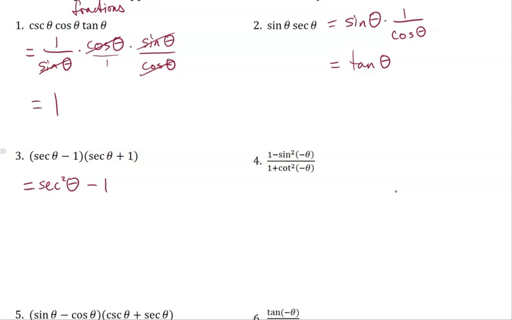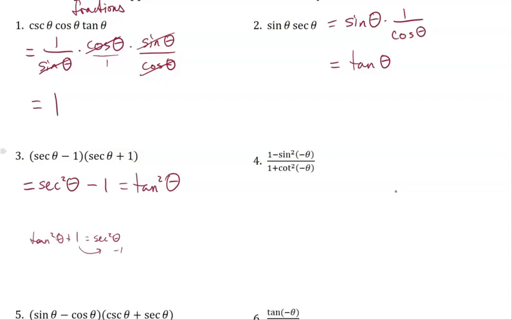Here's the thing though, I can go a little bit further than this. If you remember from our Pythagorean identities, tangent squared of theta plus 1 is equal to secant squared of theta. I have secant squared minus 1, meaning this is equivalent to tangent squared of theta. So here we use the Pythagorean identity to simplify one step further.